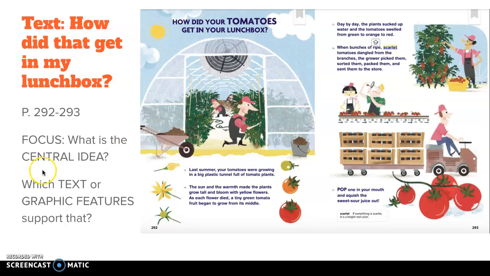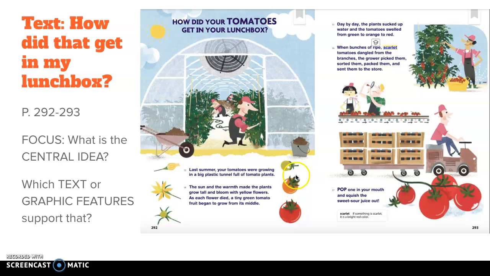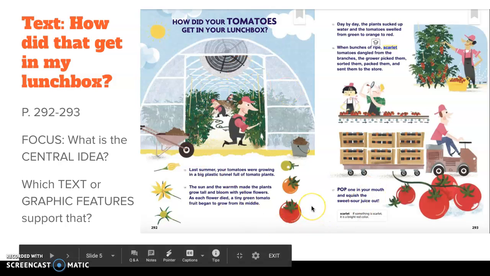So the text and graphic features here point to the central idea or the definitions of words, or show us we're no longer talking about the process, but when we actually have the tomatoes and we're eating them. They emphasize details about each paragraph, but also about the overall text. We also have graphic features that support the details in the paragraphs, which are illustrations.